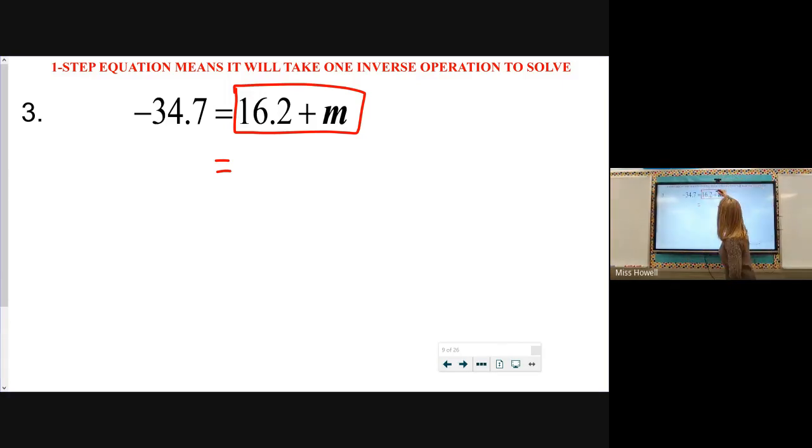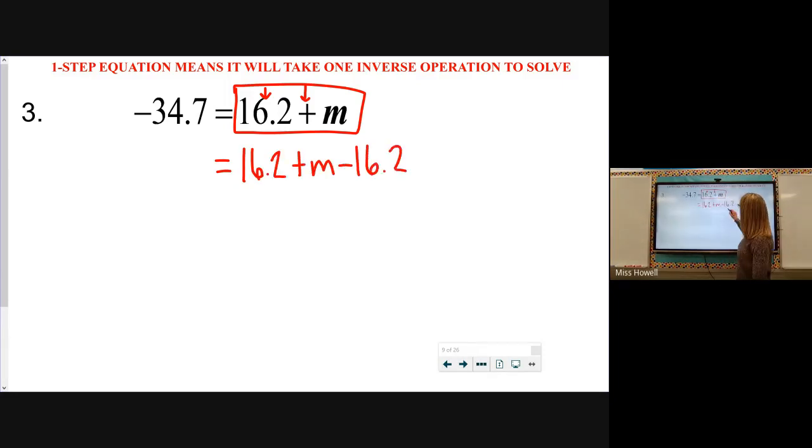I need to get rid of this adding with this number of 16.2. So our inverse would be to subtract, and the amount is 16.2. We have 16.2 plus m, and we're going to subtract our 16.2 from it. The other thing I could do is put this minus 16.2 right here, so that my like terms, or my things that are canceling, are directly next to each other.